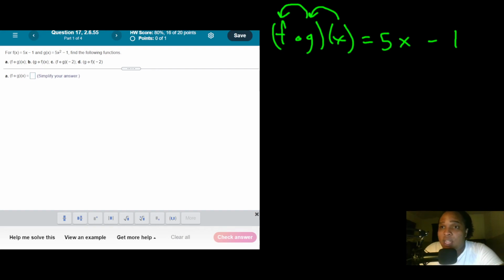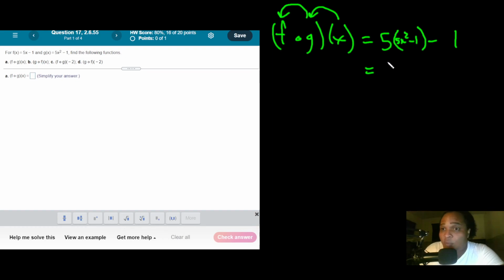But then I want to erase the x and make a huge parentheses so I can put a whole function in there. You see that? So I give it a little room. I'm going to squeeze it in there. And what we're going to plug in is our g. So what is our g? 5x squared minus 1. So I'm going to sneak the 5x squared minus 1 right in there. This is the way that I do these.